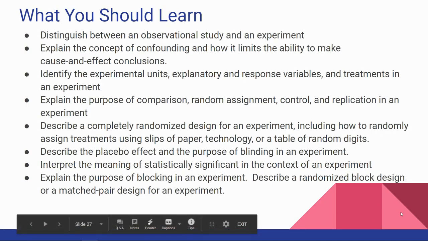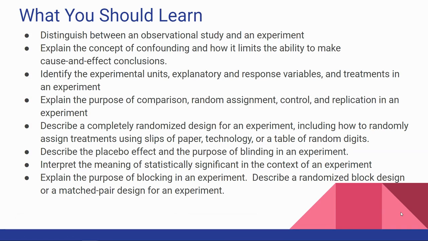So what you should learn is to distinguish between an observational study and an experiment, explain the concept of confounding and how it limits the ability to make cause and effect conclusions, identify the experimental units, explanatory and response variables, and treatments in an experiment, explain the purpose of comparison, random assignment, control, and replication in an experiment.